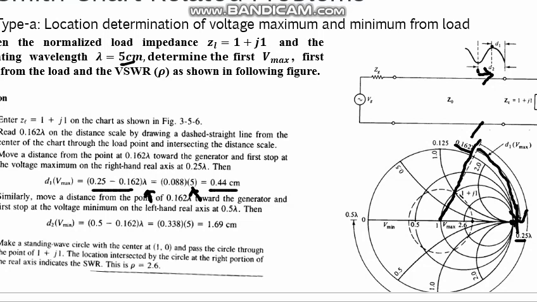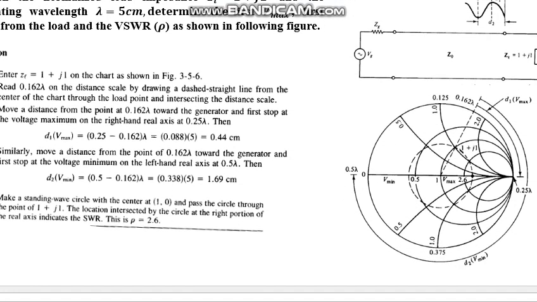Similarly, if you want to find out the minimum voltage, how can you find it out? Here you can see, to find out the minimum voltage, you have to calculate from here to the 0 point. First of all, go from here to there, from the infinity point, that is d1 maximum. From here to the last for the 0 point, in the clockwise direction, you will find out d2, that means V minimum.